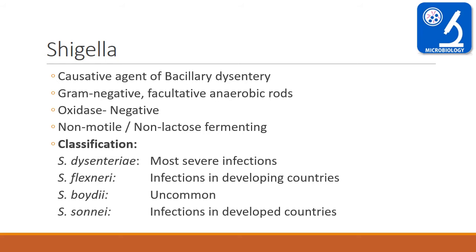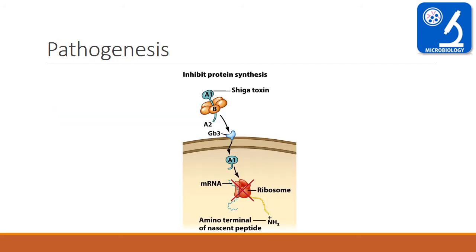The other one is Shigella flexneri. The infection of this Shigella flexneri is present in the developing countries. Shigella boydii is a very rare species, and at last Shigella sonnei. Infection of this bacteria is present in developed countries. Now the pathogenesis part. Infection of this Shigella occurs by the fecal-oral route.